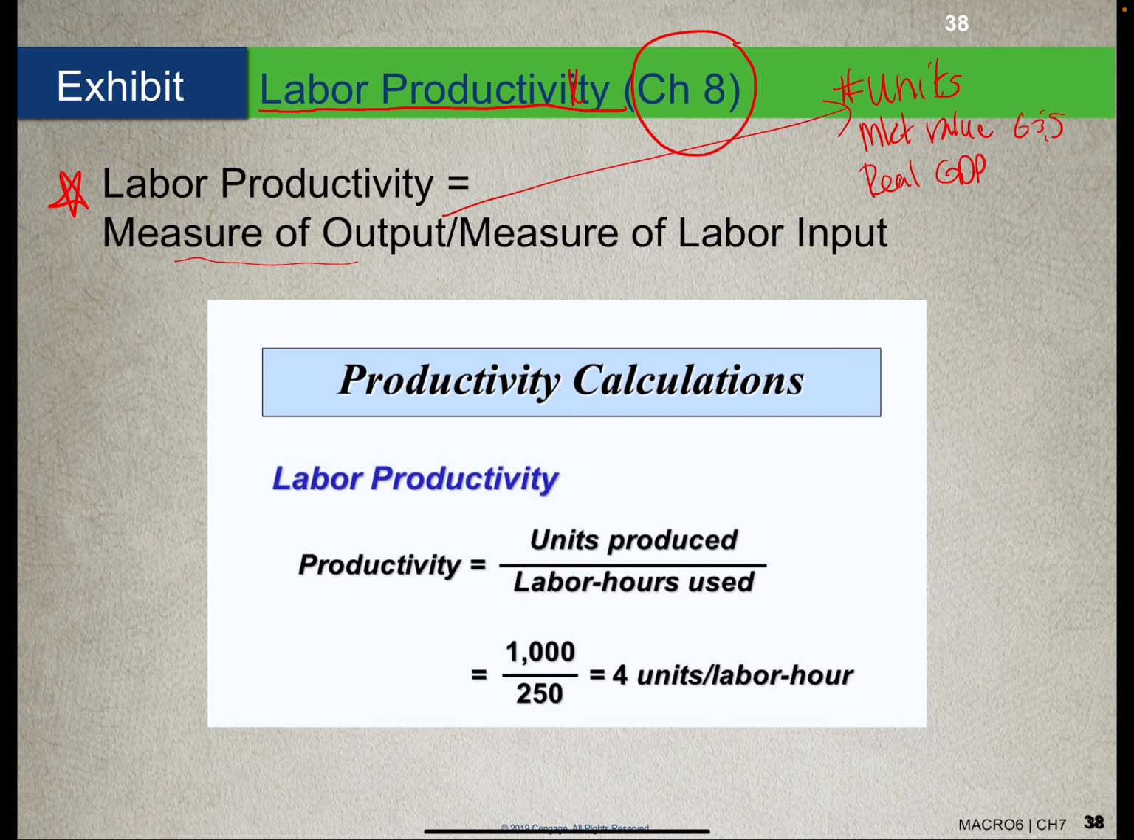Then in our denominator is some measure of a labor input, the resource going in. Down here, it was the number of hours worked, but it could also have been the number of days worked. It could have been the number of people that worked to get this output produced. Down here, we had 1,000 units produced, 250 labor hours went in. And so the labor productivity is 4 units per labor hour.